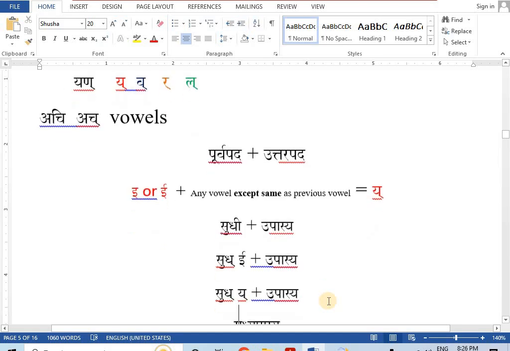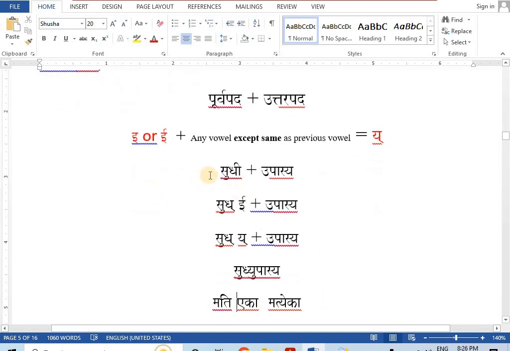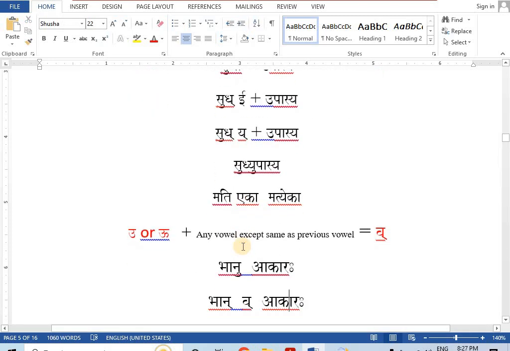So, look at these steps. Sudhi ending with long ii is converted to halant ya. So, Sudh-ya and upasya. Now, join them. Sudhyupasya. i is converted to ya. Just one change we have done. i we have converted to ya. That's it. And then you need to join them. Similarly, let us see one more example. Mati ending with i sound, convert to ya and join: matyeka, mati eka.